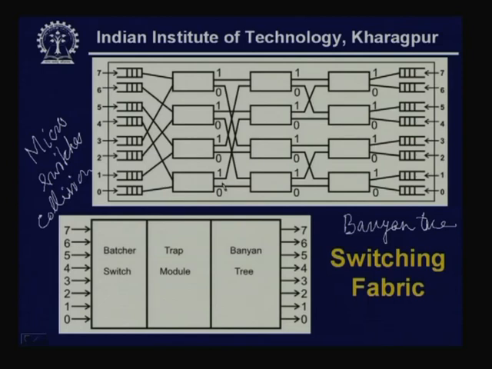For example, if the destination is 6, let us take from 0 it has to go to 6. From 0 this bit is 1, so it will go this path, and 6 is 110. So, again it will go here, then it is 0, so it will go here to this particular output line. In this way the switching is done, however, collision can occur.